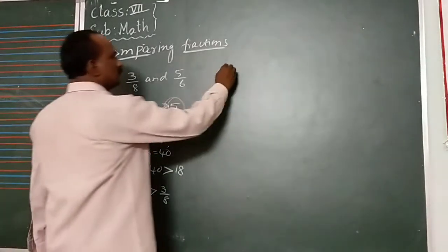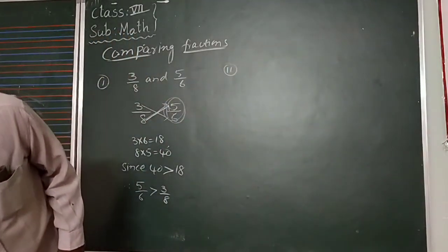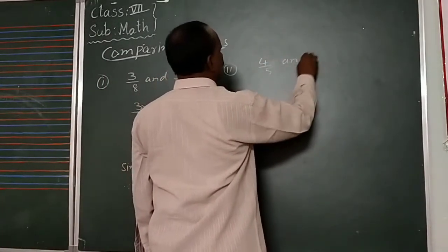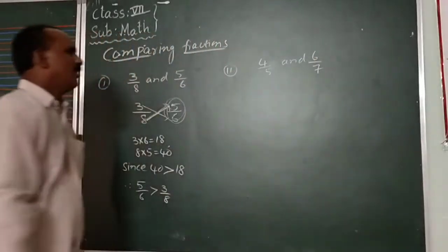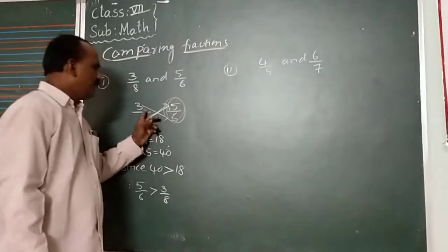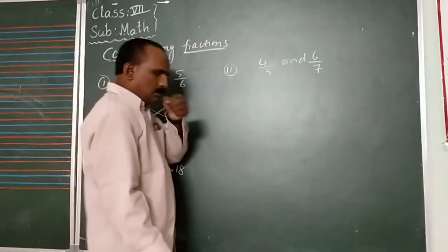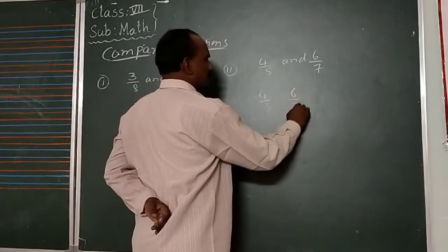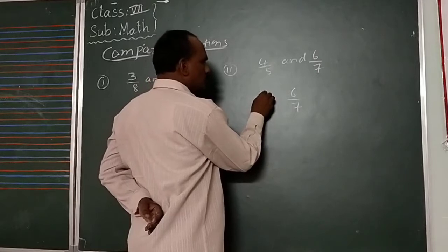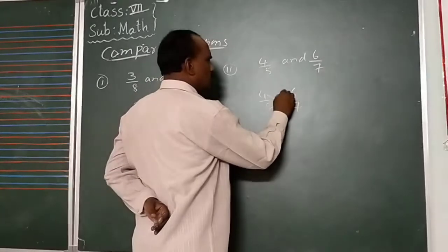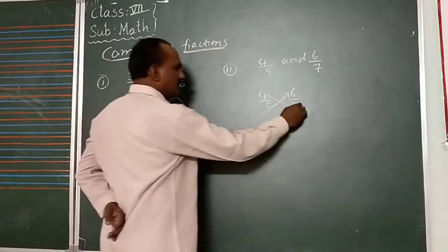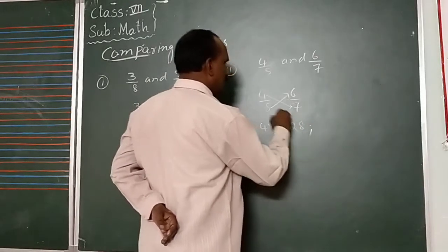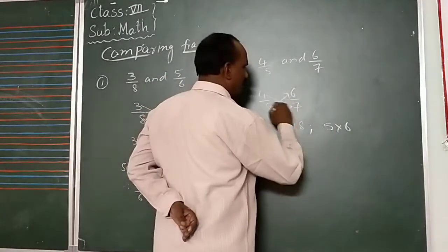One more example. Problem: 4/5 and 6/7. Which of these two is bigger? As per this method, multiply numerator and denominator crosswise. 4 into 7 is 28. Next, 5 into 6 is 30.